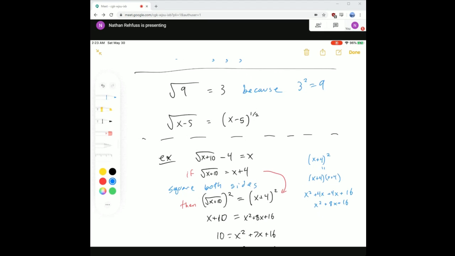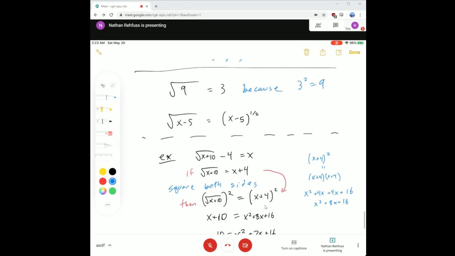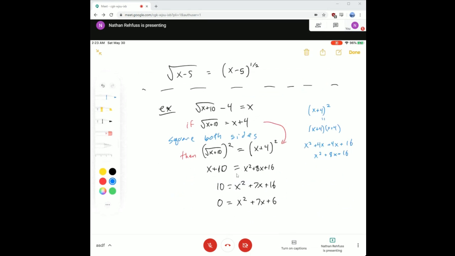Now that's a quadratic equation. So what I want to do next is gather all the terms to one side so that the other side is 0, and I could use the zero product property. So I subtracted x from 8x to get 7x, and then I subtracted 10 from 16 to get 6.